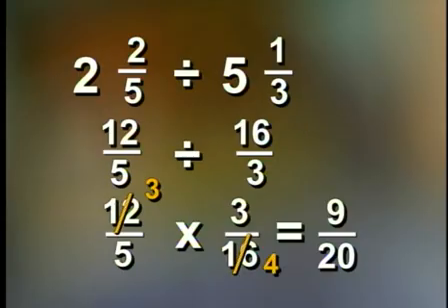But notice, why did we get a proper fraction? Because when we divide a smaller number by a greater number, the answer must be less than 1. It must be a proper fraction. And that's how we check this type of problem.